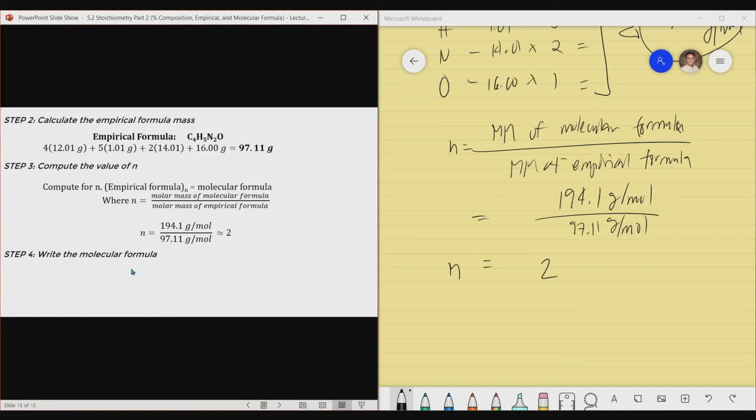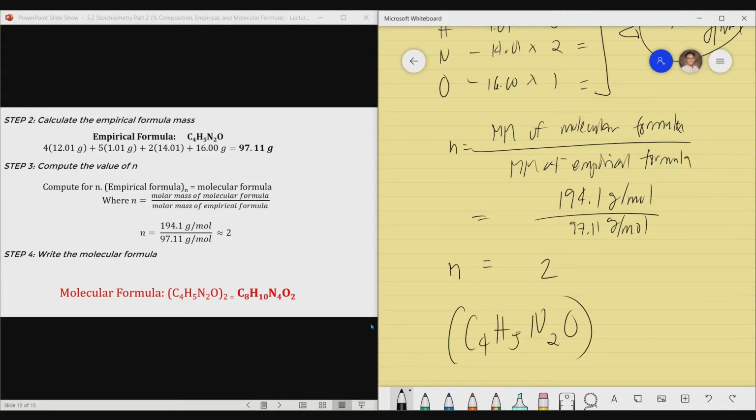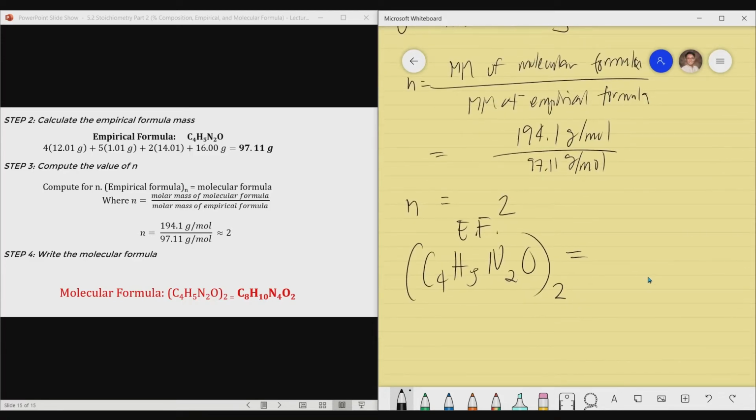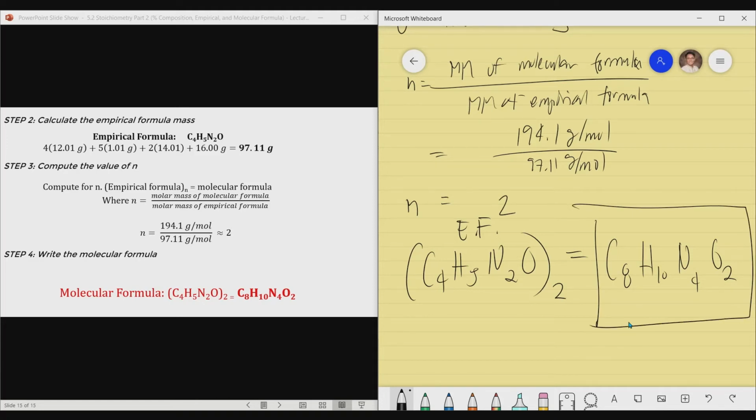Last step, write the molecular formula. Using the format, C4H5N2O is our empirical formula. Multiply the subscripts by n, which is 2. We now have C8H10N4O2. So just distribute the 2 into the subscripts. We have this final answer as the molecular formula.